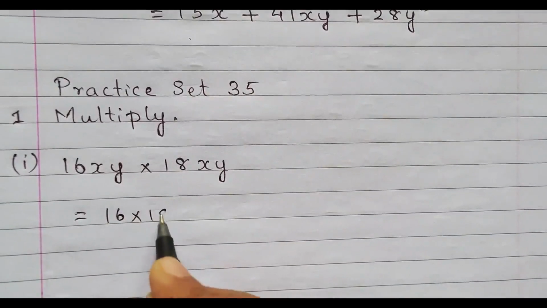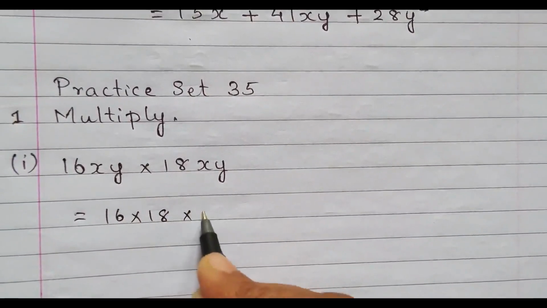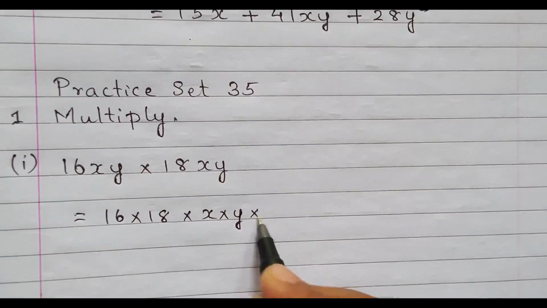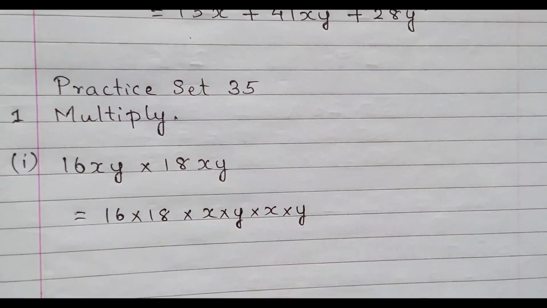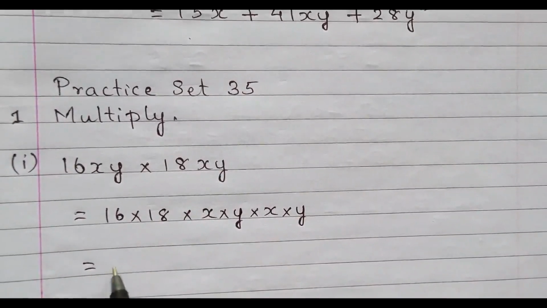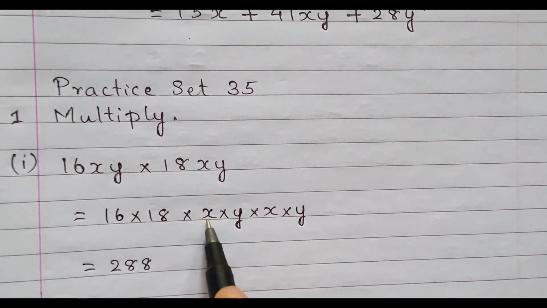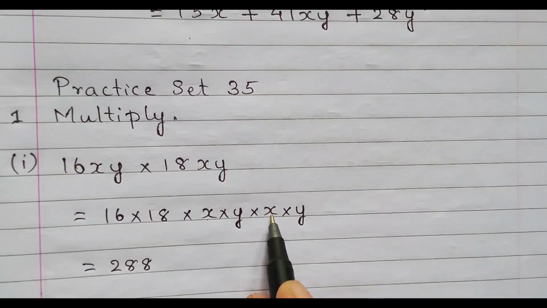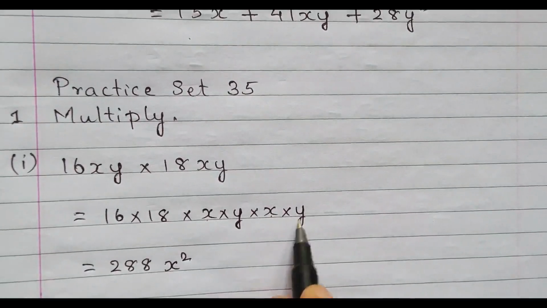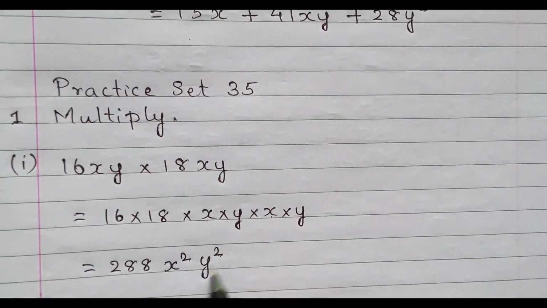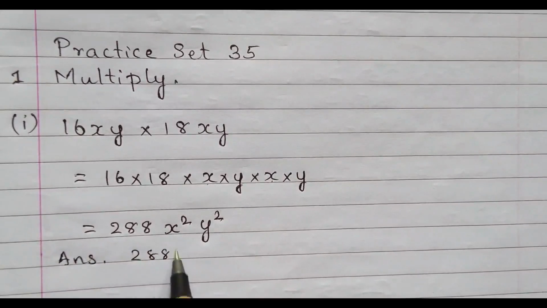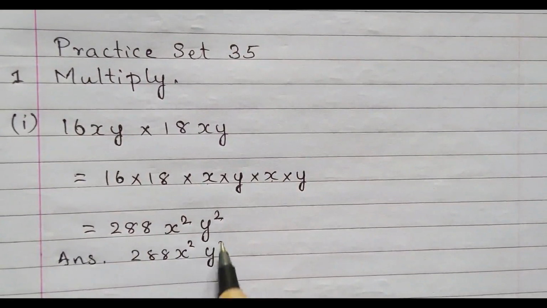16 multiplied by 18 multiplied by x multiplied by y and multiplied by x multiplied by y. 16 multiplied by 18 is 288. And you have x multiplied by x, that will give you x squared, and y multiplied by y will give you y squared. So your answer will be 288 x squared y squared.